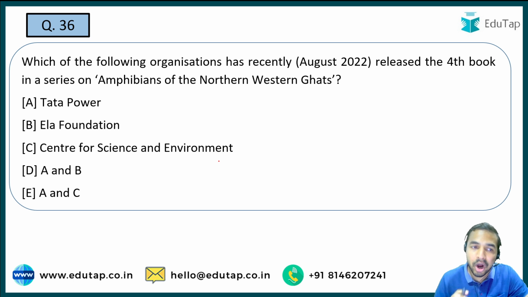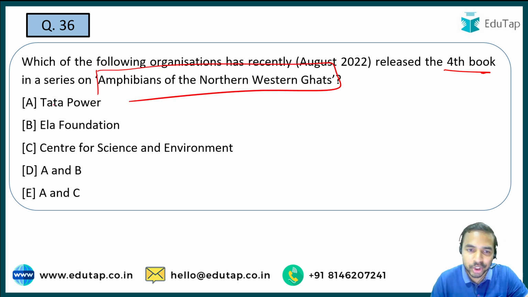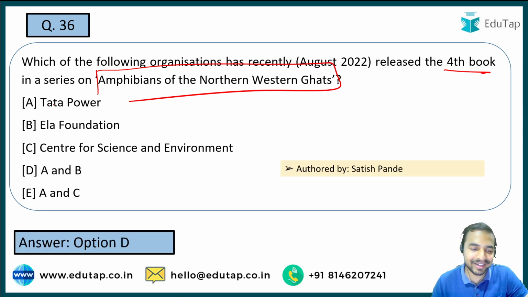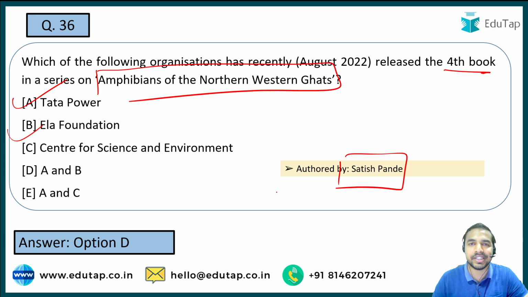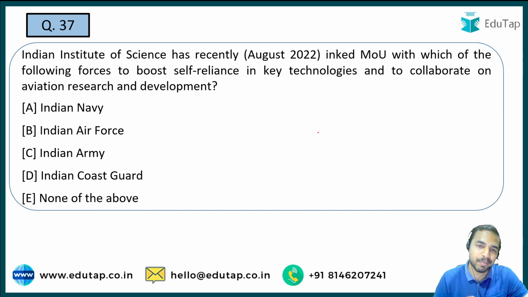The next question is: which of the following organizations has released the 4th book in a series on amphibians of the Northwestern Ghats? So, amphibians of the Northwestern Ghats, and you are required to tell me the name of the organization which has come up with this particular book. And guys, here the right answer is Tata Power and Ella Foundation, which have together come up with this particular book, and the author of this book is Satish Pandey ji. ठीक है जी, तो यहाँ पर आप देख सकते हैं कि ऑर्गेनाइजेशन का नाम, अगर कोई ऑर्गेनाइजेशंस इन्वॉल्व हैं उनका नाम भी आएगा, साथ में ऑथर का नाम भी याद रखना है, बुक का नाम तो याद रखना बेहद जरूरी है. Moving on to the next question.